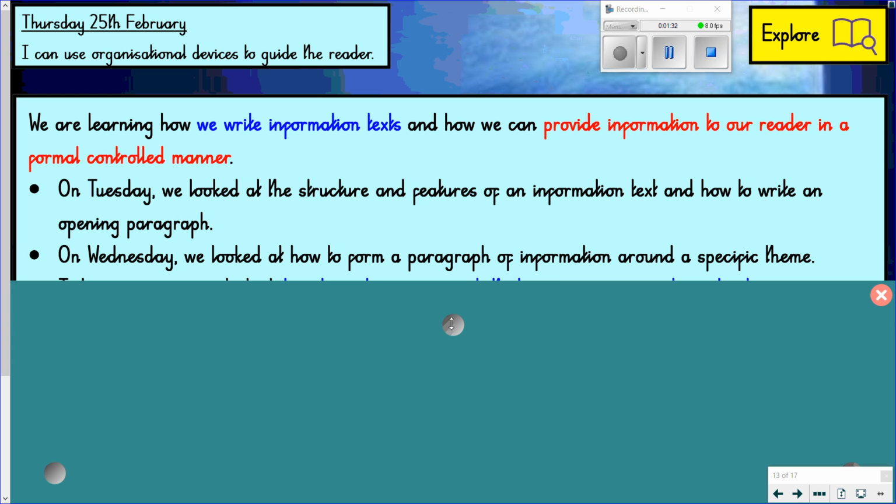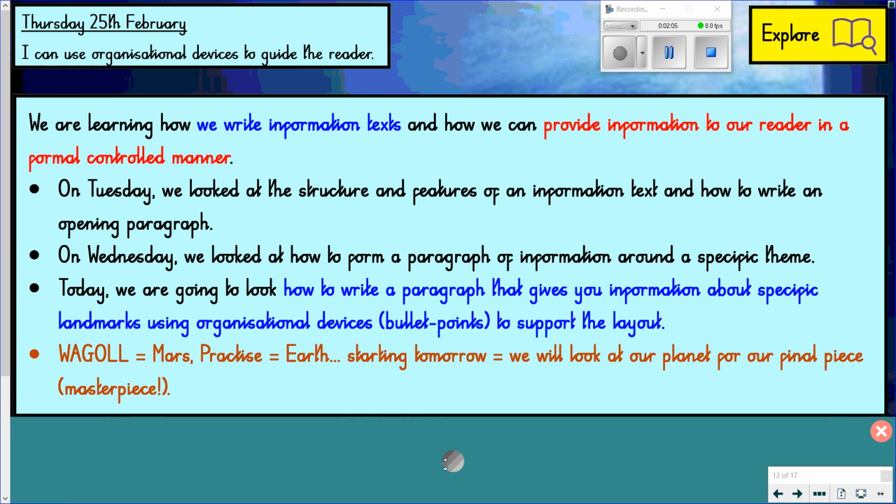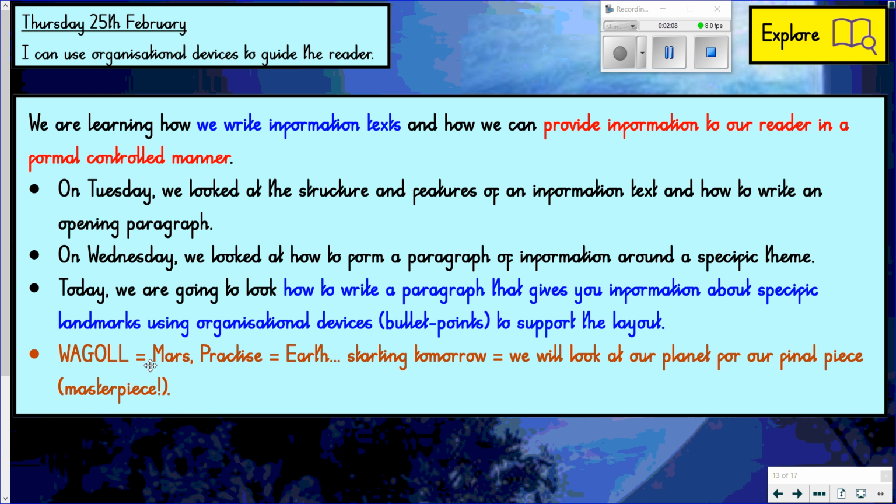Now today's lesson, so in terms of your skills, you know the structure of an information text, you know how to write the opening paragraph, you know how to form a paragraph around a specific theme. So the final lesson we're going to do, to do with the skills as such, is we're going to look at how to write a paragraph that gives you information about specific landmarks using organisational devices to support the layout. By organisational devices, this sounds very clever, but essentially what I mean is to use bullet points, just to give some information in a slightly different way, so it looks more appealing to the reader and is easier to follow.